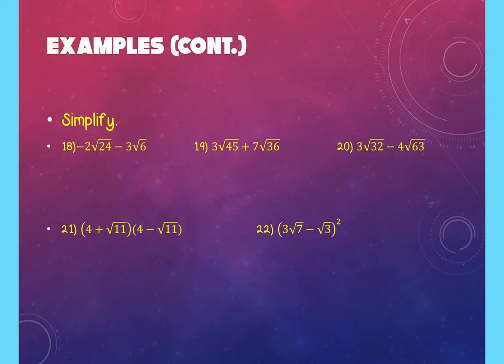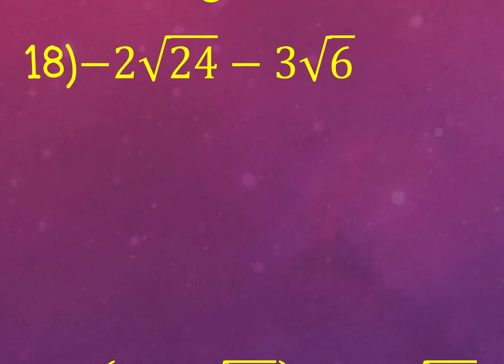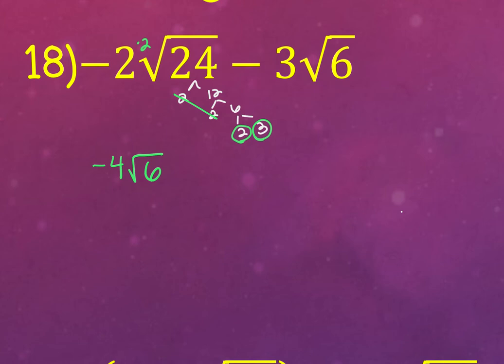All right, so now we're taking it a step further because these are not like yet. We're going to simplify first, then see if they're alike, and then combine. So if you look at 18, I'm going to take the 24 and break it down. So we know this is 2 and 12, 2 and 6, 2 and 3. I can bring out the pair of 2's, so a 2 comes to the outside. The other 2 does not have a match, and the 3 does not have a match. So negative 2 root 24 becomes negative 4 square root 6.